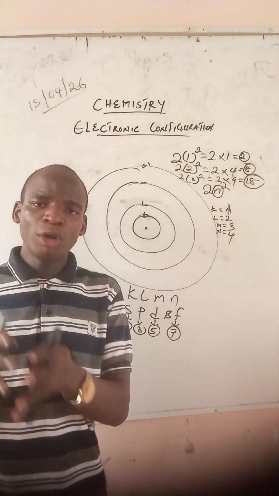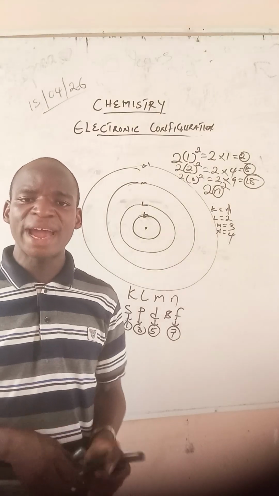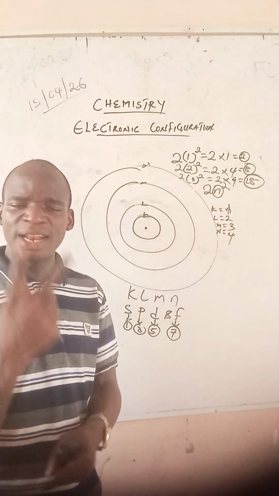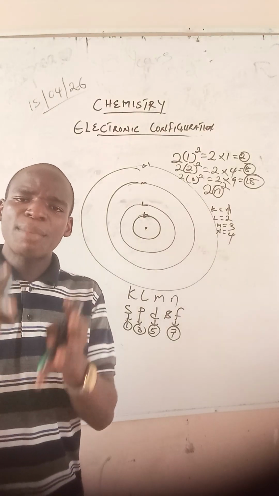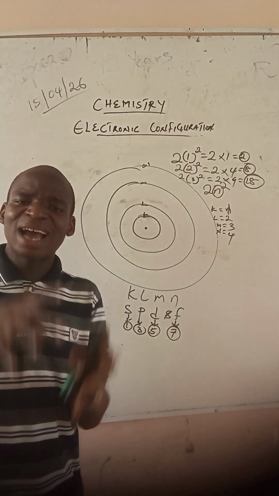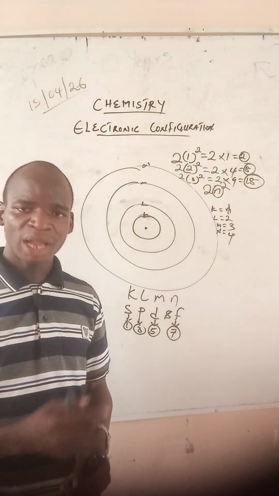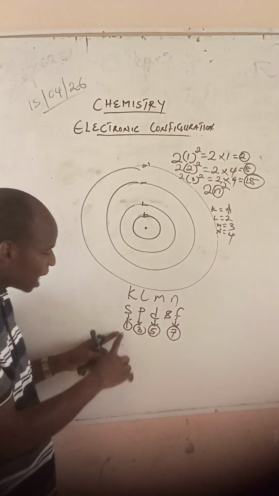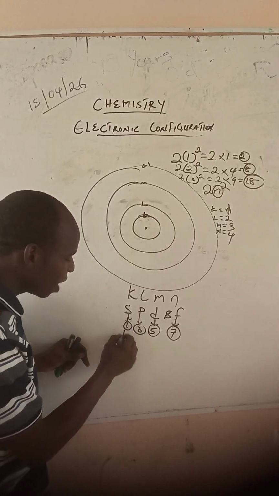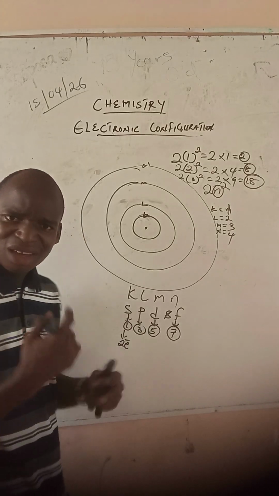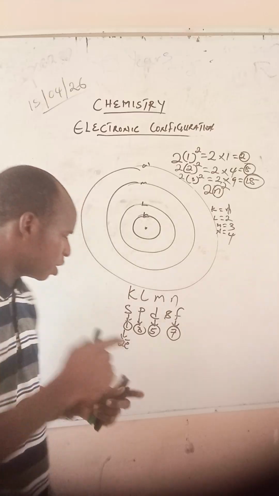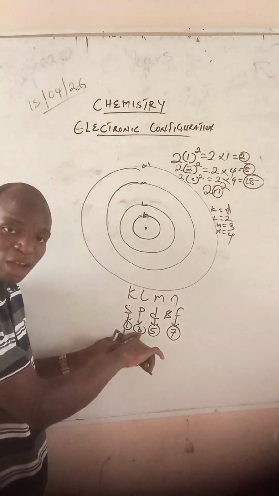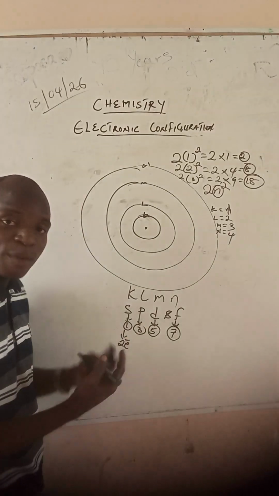Now, according to Pauli's exclusion principle, no orbital must carry beyond 2 electrons. So the maximum number of electrons that an orbital can carry is just 2. Are you following? That tells us that the S sublevel, which has only one orbital, can carry 2 electrons. Are you following? Are you relating?